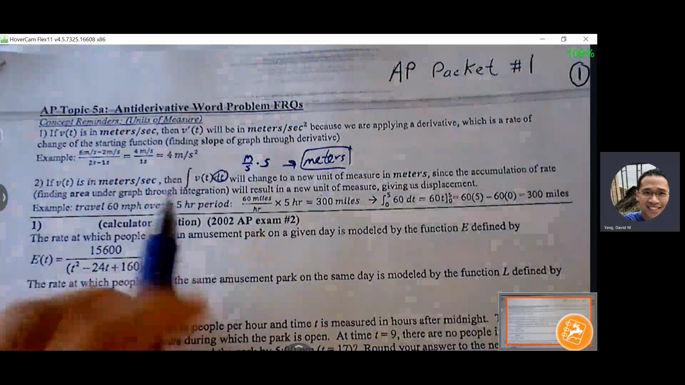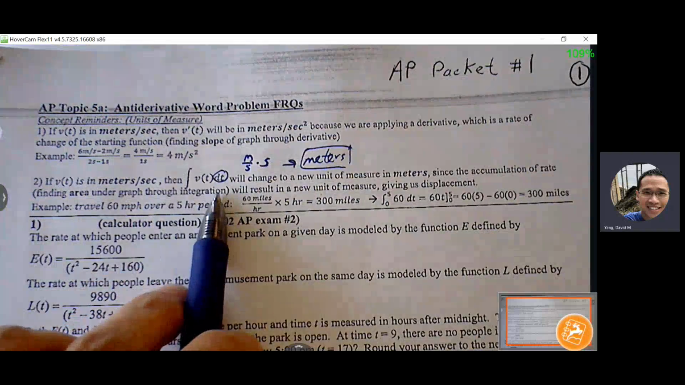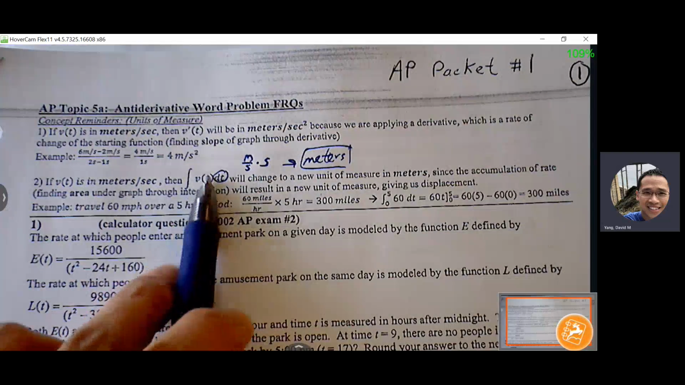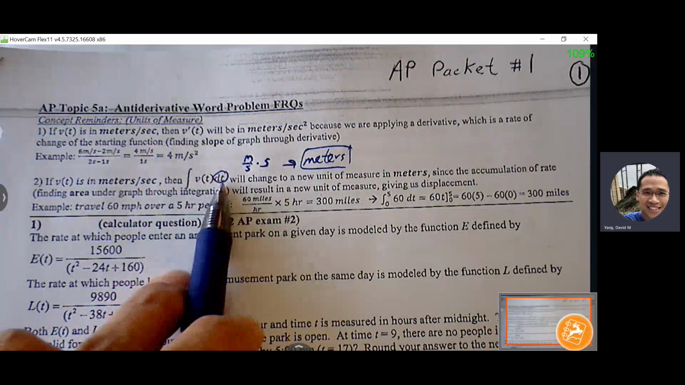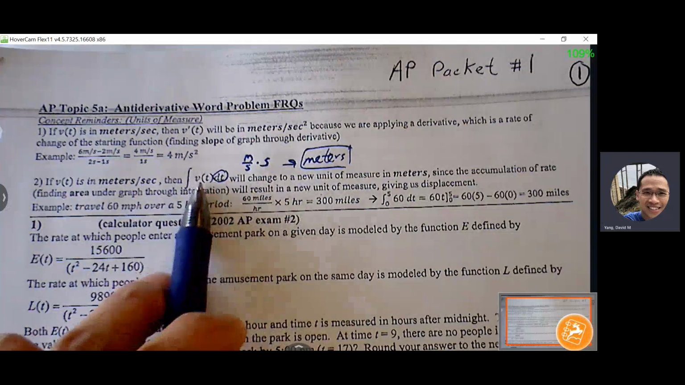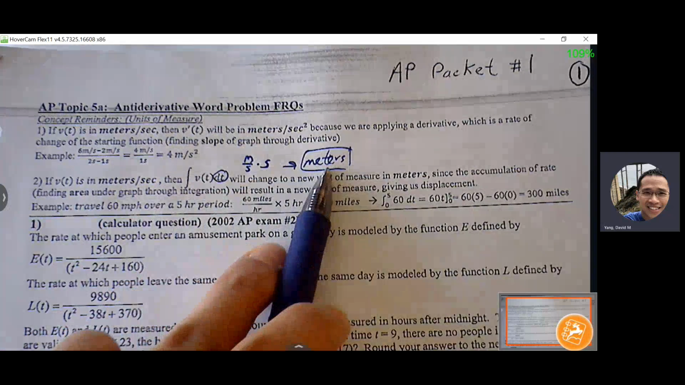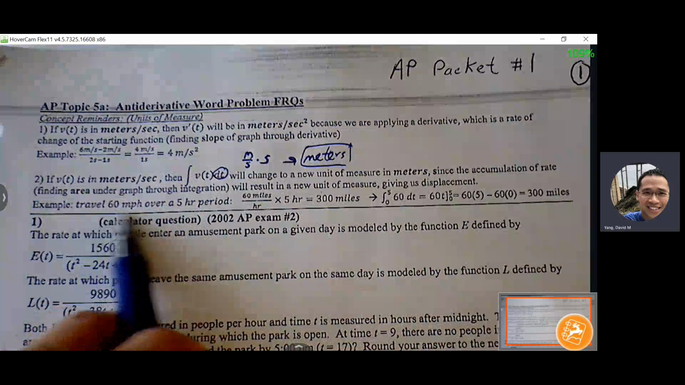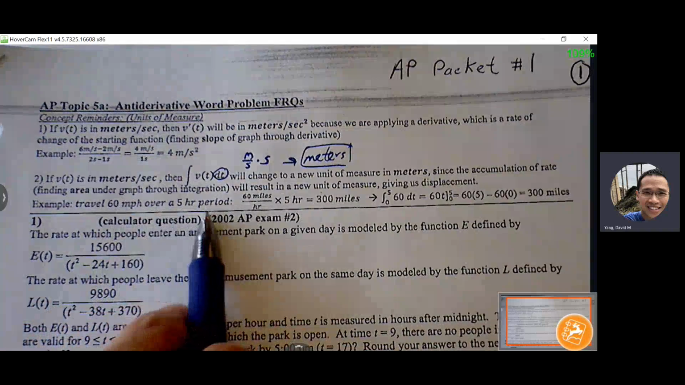So if you're ever struggling as to, wait, what is my new unit going to be and what is it going to tell me? You look at the units for whatever you see here, and then you're always going to be able to know what unit you're dealing with, and then you multiply those two together, and that'll give you your new units. Right.